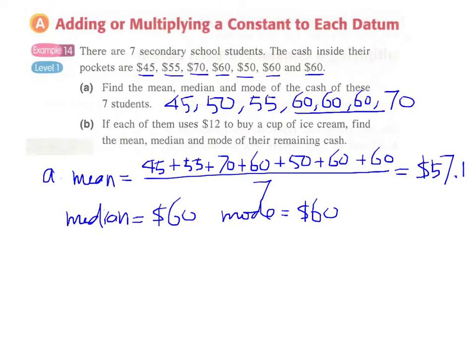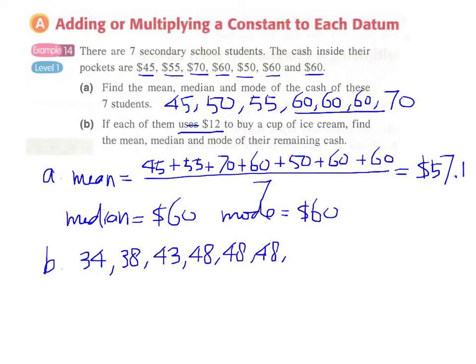And for part B, if each of them uses $12 to buy a cup of ice cream, that is, each student, the amount of cash of each student will be decreased by $12. So 45 becomes 34, 38, 43, 48, 48, 48, and then 58.